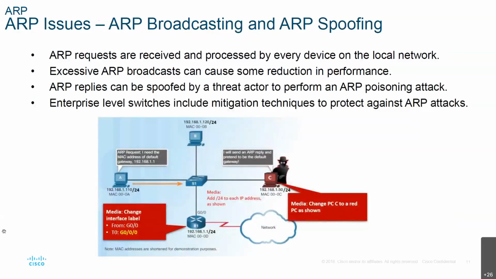Yeah, this is what I was talking about. For example, ARP requests are received and processed by every device on the local network, because every device has an IP address and a MAC address. So there should be an ARP table in every device, correct? The problem is if you keep on sending ARP broadcasts, it will slow down the network, okay? And there's another issue. ARP replies can be spoofed. For example, this device is trying to find out what its gateway is. Okay, I want to know my gateway address.